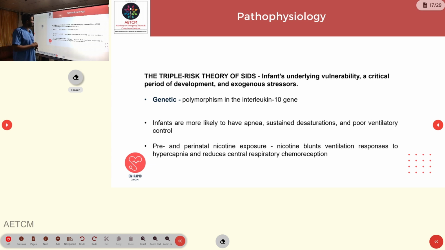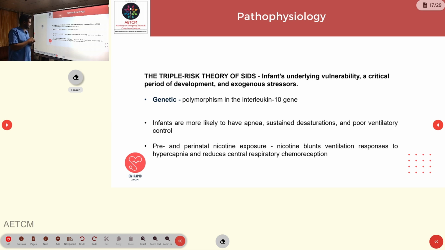Coming to the pathophysiology, we have a triple risk theory for SIDS, that is the infant's underlying vulnerability, the critical period of development, and exogenous stressors. Coming to the genetic aspect, we can find that there is a polymorphism of the interleukin 10 gene, and infants are more likely to have apnea, sustained desaturation and poor ventilatory conditions, that is the infant's underlying vulnerability.